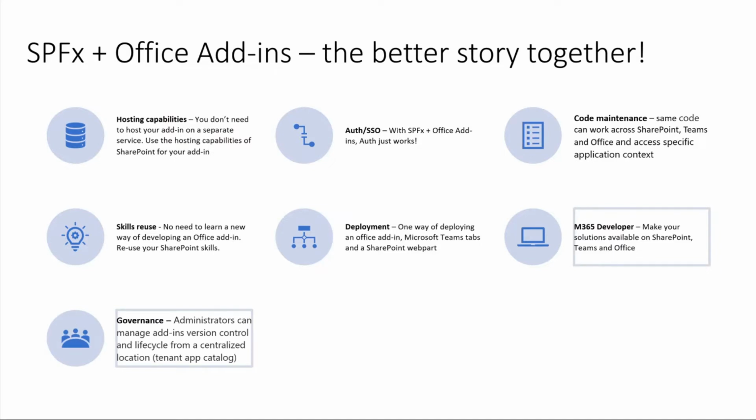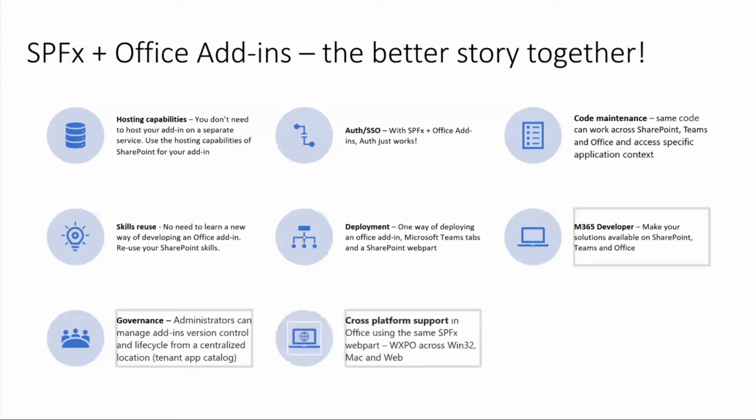The governance, so you can have one centralized management of the governance as well. So managing all of your applications in a single location. This comes with a unified app catalog, which is in development and not yet available. And then cross-platform support in Office, using the same SharePoint Framework web part or your Office Add-ins across Windows, Excel, PowerPoint, and Office across all of the different platforms as well. Again, same piece of code, which is a super, super important thing. So those three things are coming.